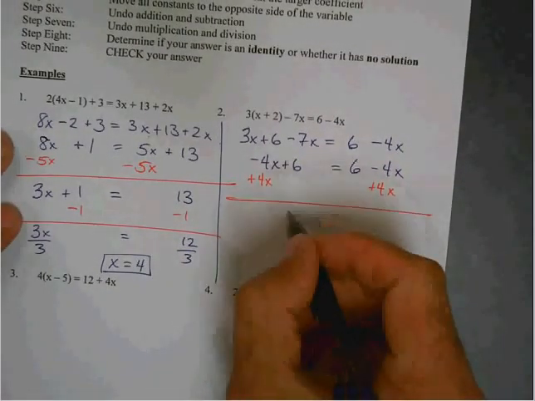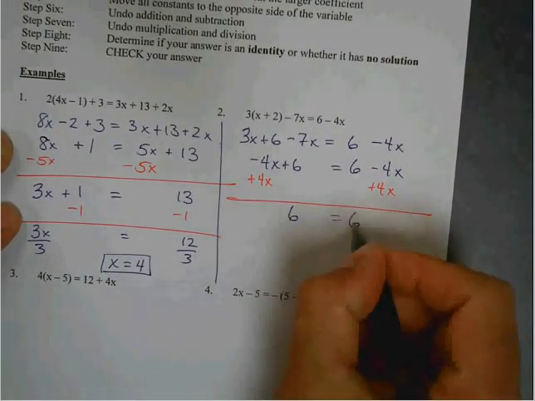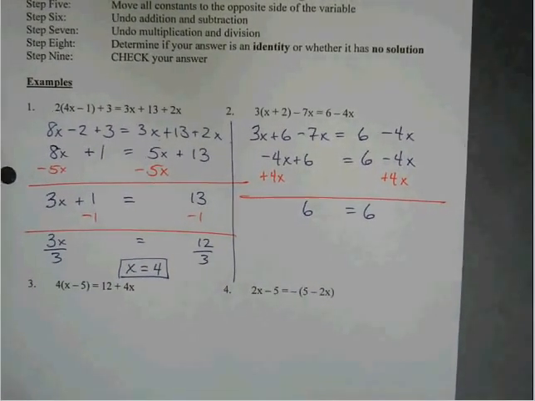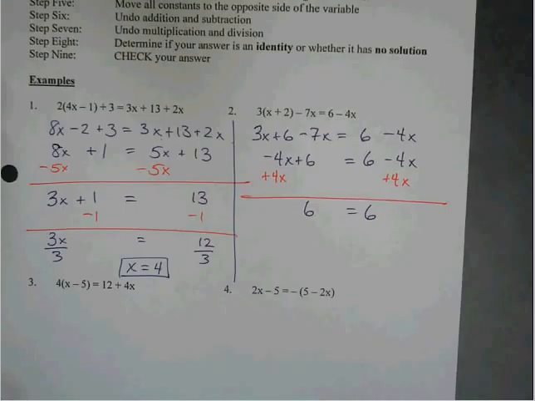All right, so on the right and the left, I have 6 equals 6. This goes back. When does 6 equal 6? Always. God is good? All the time.